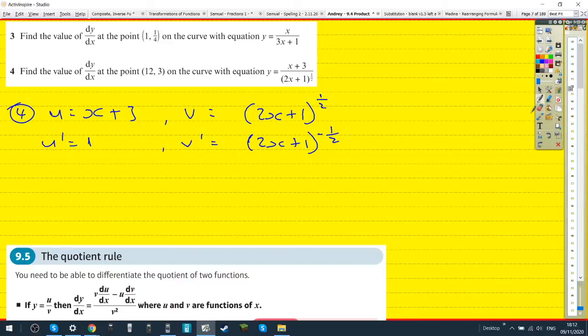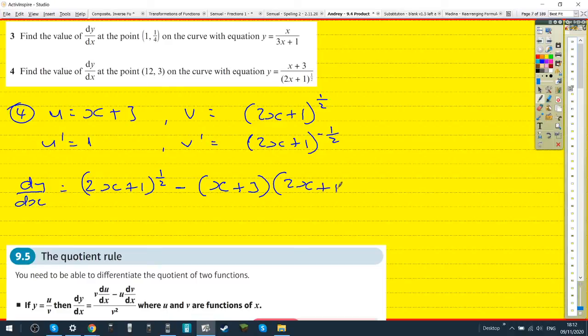And so after I do 2x plus 1 to the power of a half times... Oh no, it's just 2x plus 1 to the power of a half. Minus x plus 3 times 2x plus 1 to the power of minus a half, all over 2x plus 1 to the power of a half squared. And I think that's our answer.